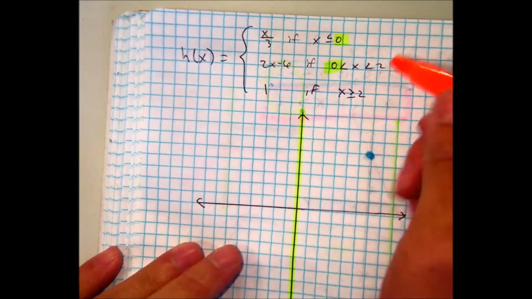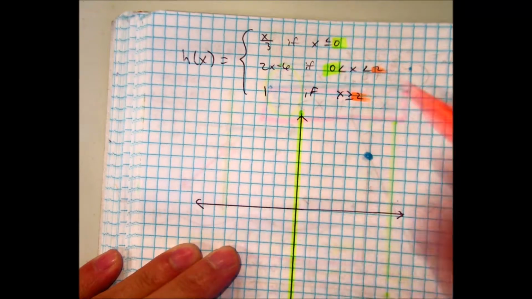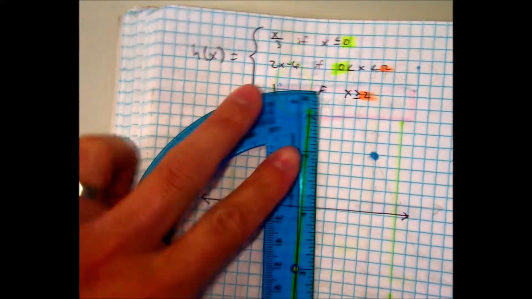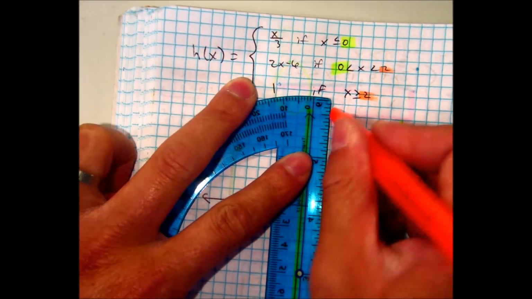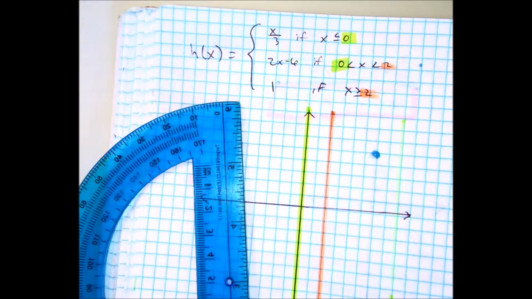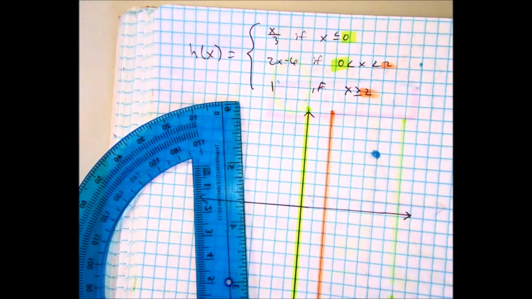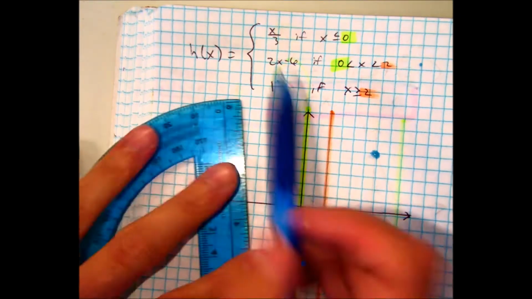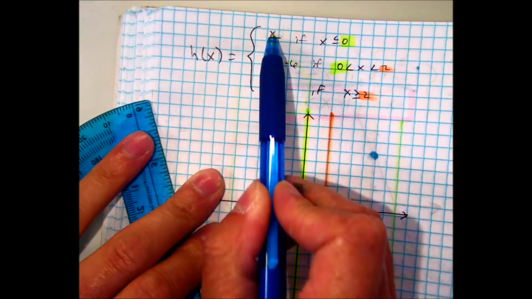I see a 2 here, so I'm going to go ahead and draw a line at x equals 2. And let's go ahead and graph the first piece. The first piece says h of x equals x over 3.